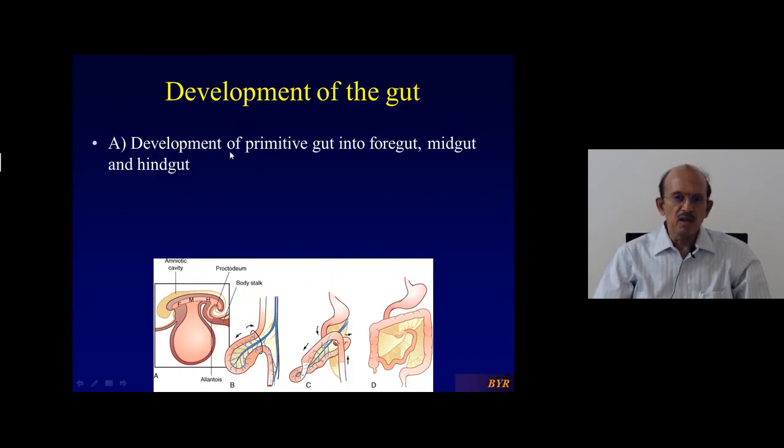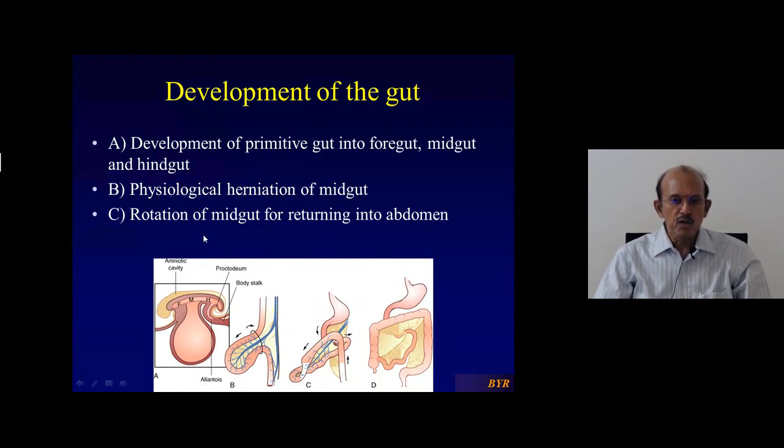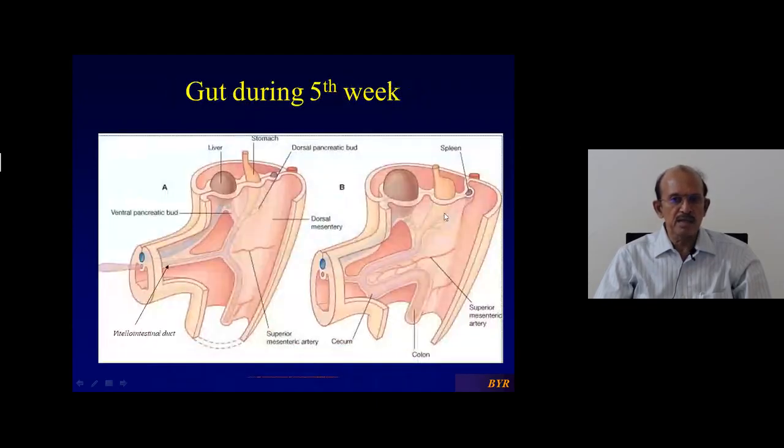So in the development, there is development of the primitive gut into foregut, midgut, and hindgut. This is the primitive gut. This differentiates into foregut, midgut, and hindgut. There is physiological herniation of the midgut in the umbilical cord. This is the umbilical opening. This whole thing is the umbilical cord. So in the umbilical cord, the midgut loop lies. It rotates for returning into the abdomen. Once it goes into the abdominal cavity, it gets fixed there. So these are the 4 steps in the rotation, in the development of the gut.